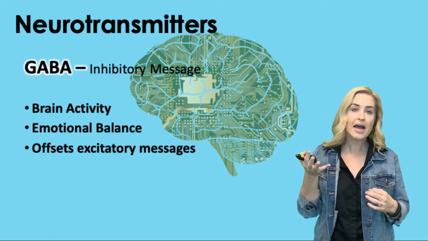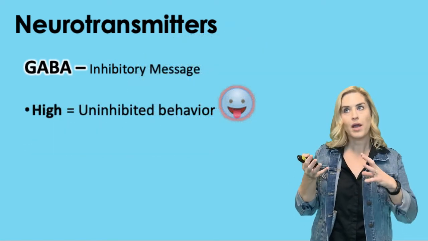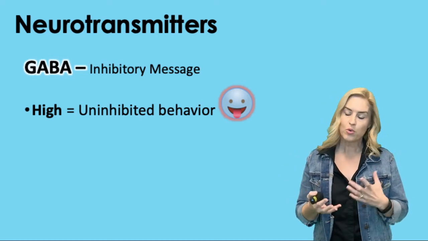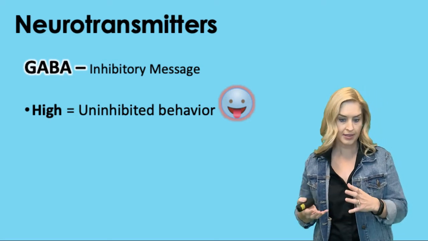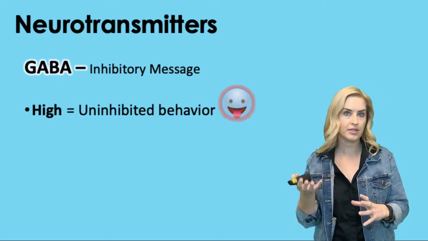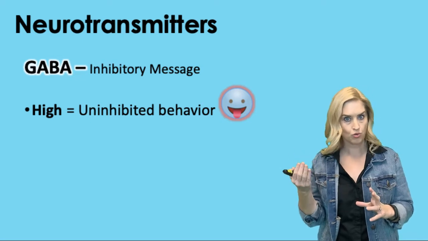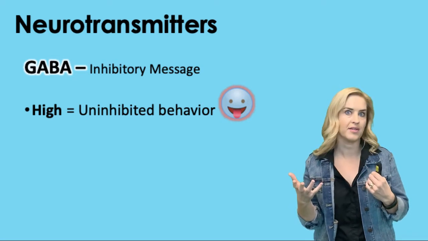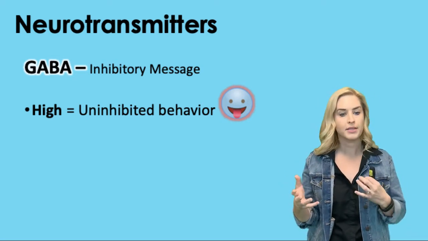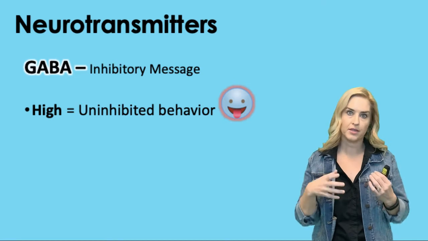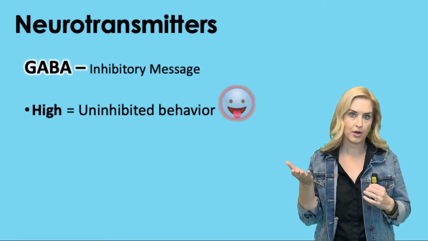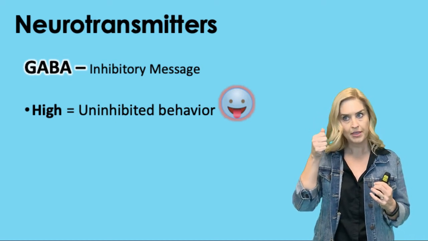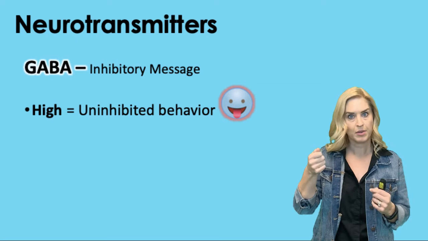So when we have high levels of GABA, this is where our behavior might start to become uninhibited. So if someone were to drink alcohol to excess, this increases the GABA in their system. And when we think about someone who is drunk, we think about slurred speech. They may be blurting out things that might be a little socially inappropriate. Their balance might be affected. So when we have high levels of GABA in our system, it actually really affects the frontal lobes of our brain. So we're not able to make some of those executive decisions that we need to be making.